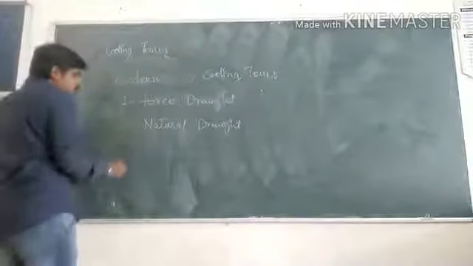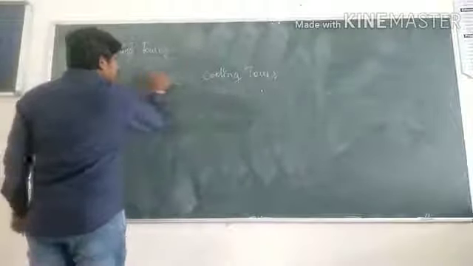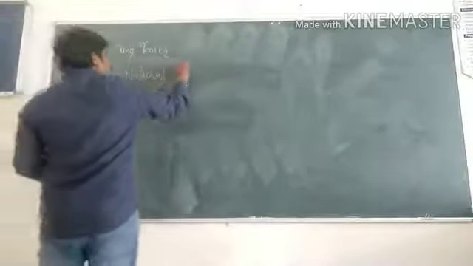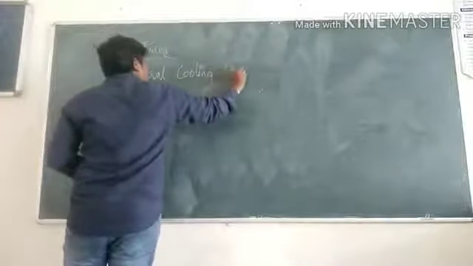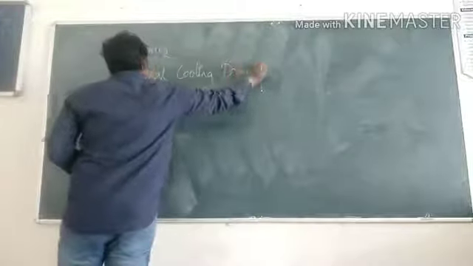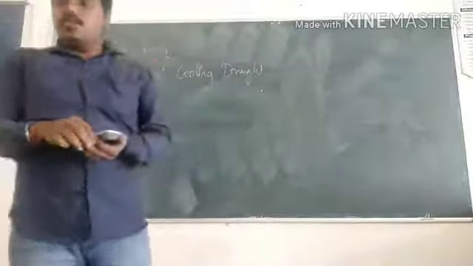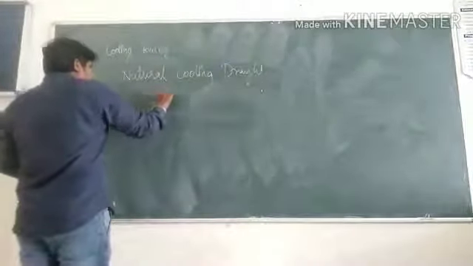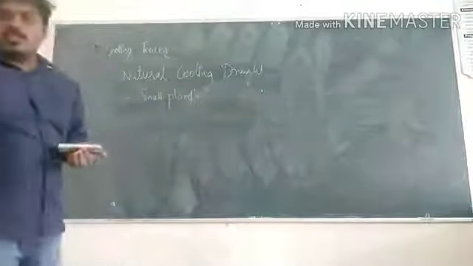Now I'll explain the first one, the natural cooling draught. This type of cooling method is used for small plants.